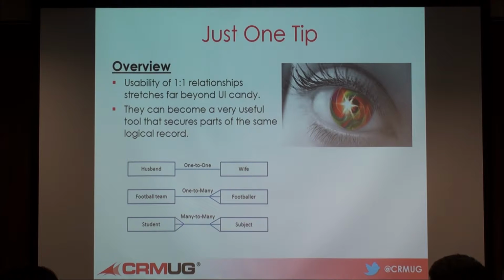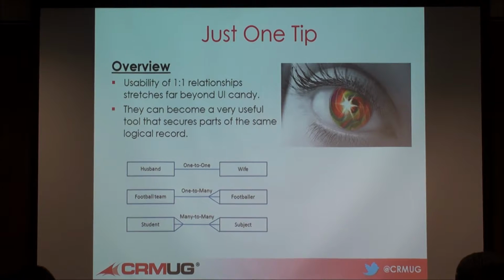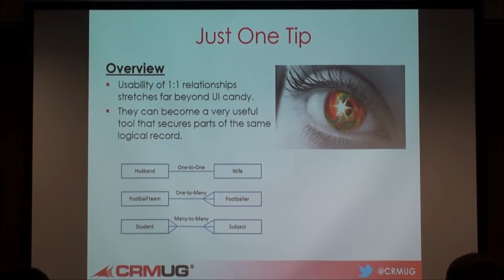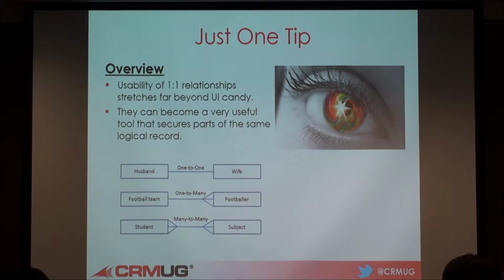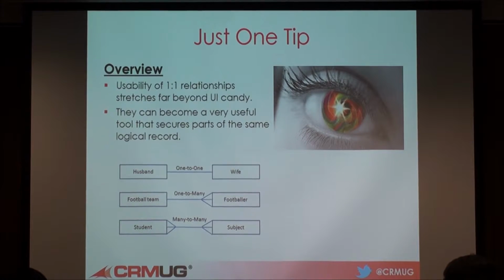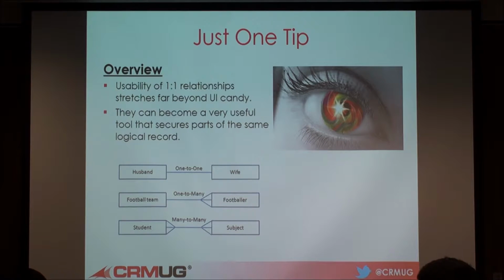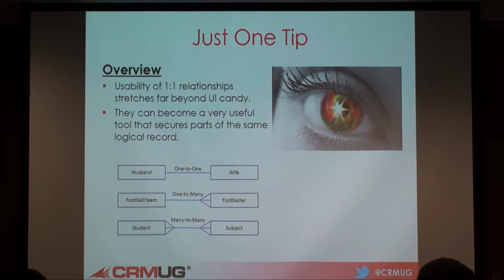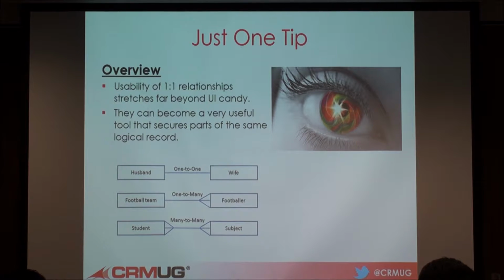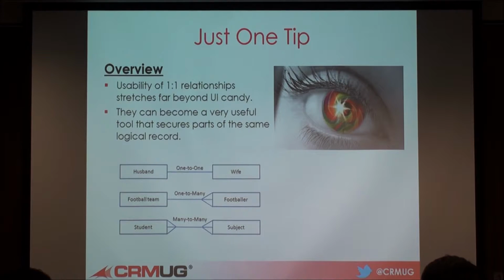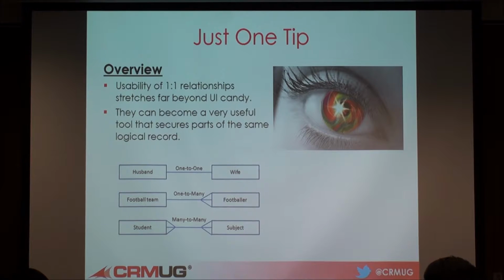Anyway, the one tip today was talking about the usability of one-to-one relationships, and the technical people in the room, I will make a comment on that a little bit later. It's just an example of how you can use these sort of relationships when dealing with multiple entities, with various records. Some examples that we look at: one-to-one, husband and wife; football team to a footballer, one-to-many; and many-to-many, so student to subjects, those type of things. So I think we've got a basic understanding of what we're talking about.